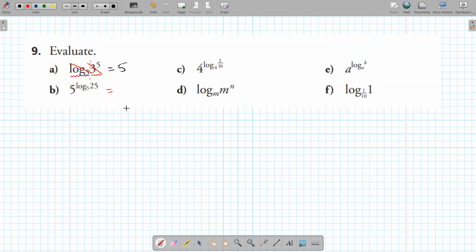Is it 25? Yeah, it's just 25. What's the answer to C? Same idea. 1 over 16? Yeah, D is going to be N. E is going to be B. F, though, what's F?